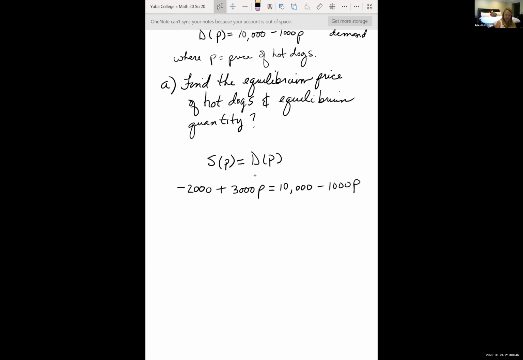And so we want to get all the terms with P to one side, all the terms without P to the other side. So if I added 1,000 P to both sides, 3,000 P plus 1,000 P, that's 4,000 P. And if I added 2,000 to both sides, 2,000 plus 10,000 is 12,000. Divide both sides by 4,000, I get P, well, 12,000 divided by 4,000, I get 12 divided by 4 as it reduces, which is 3. So the price would be $3.